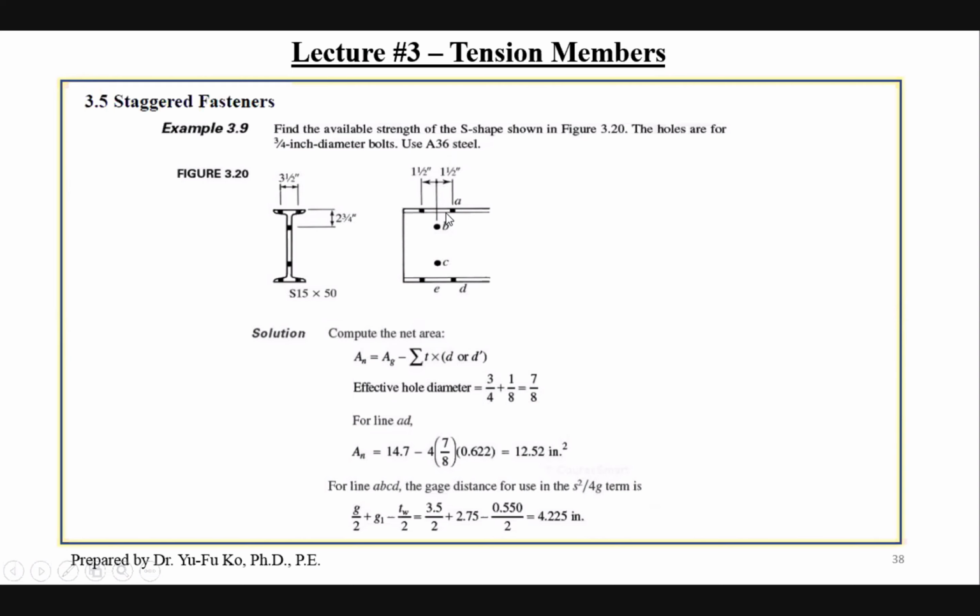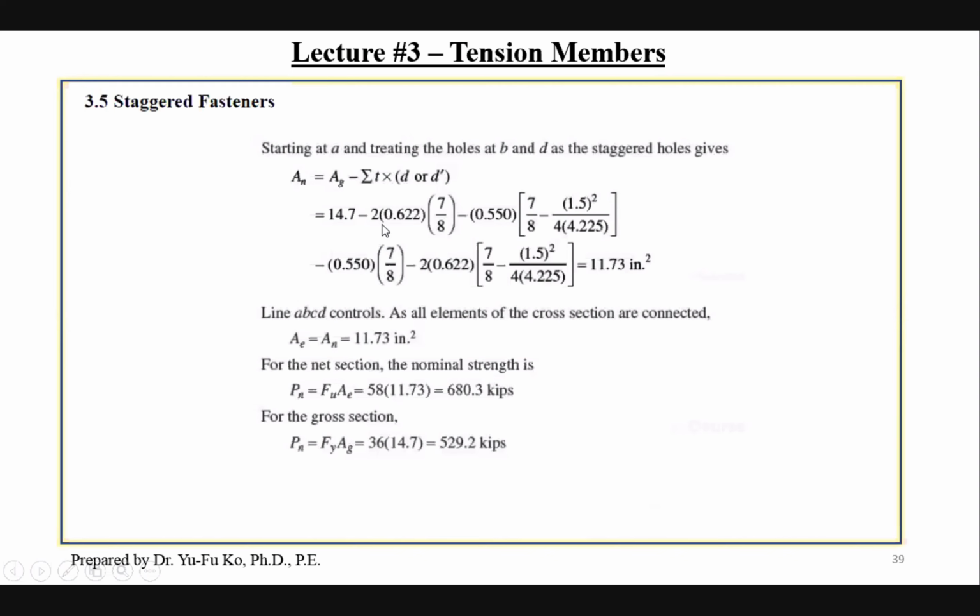Non-staggered, so you use D or D prime? D. Great. So you got 2 of them, and the effective hole diameter is 7/8. And this thickness is what, the flange or the web? The flange. This takes care of the bolts at A.